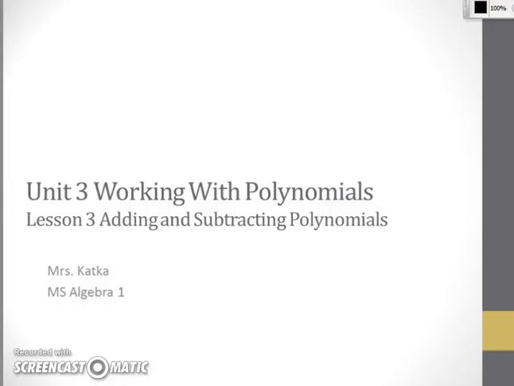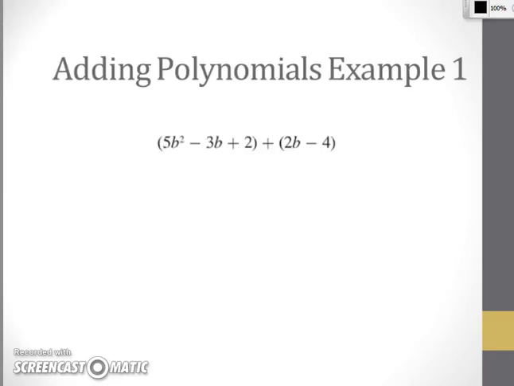This lesson is for Unit 3, Lesson 3, Adding and Subtracting Polynomials. So when you're adding polynomials, we want to make sure that the terms that we're adding are like terms. So the variables match and the exponents match. We would be adding an a plus an a, or an a squared plus an a squared. If the variables and the exponents don't match exactly, then you can't actually combine them together.